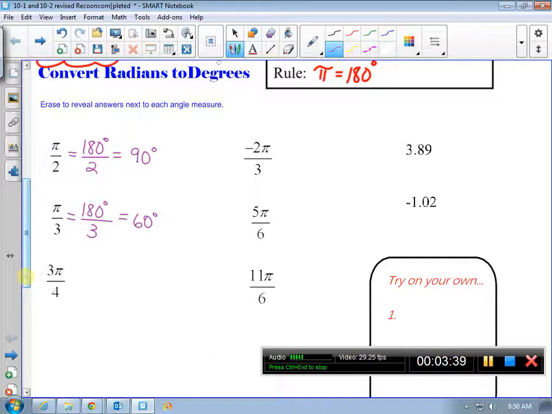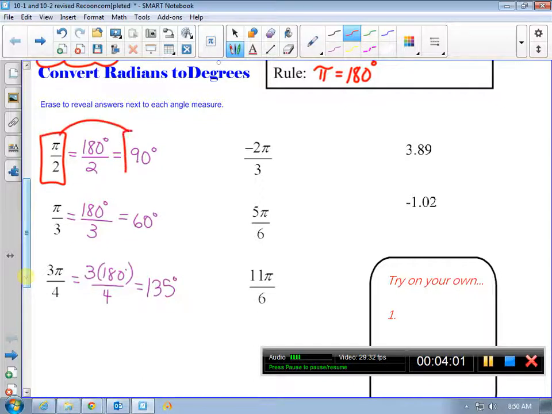One more like that. Substitute in pi equals 180 degrees, and this one you're going to have 135 degrees. So these radians over here are equal to these degrees over here.